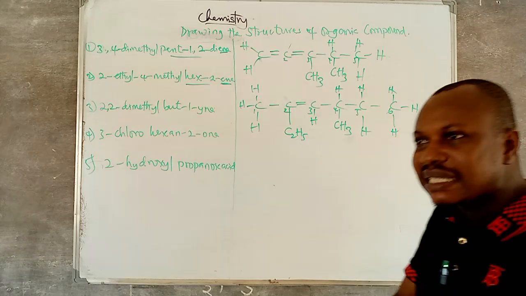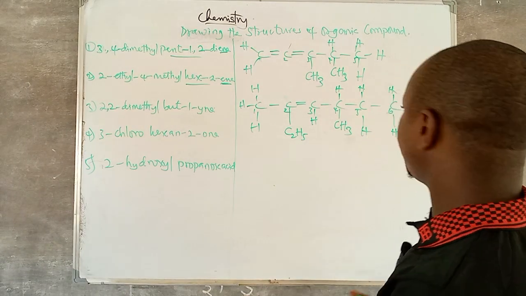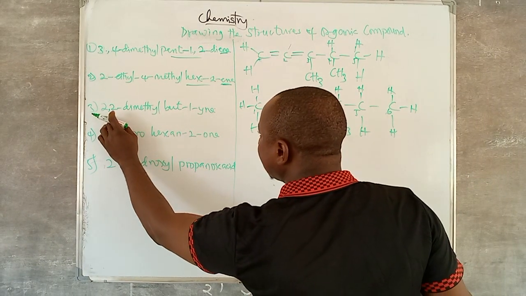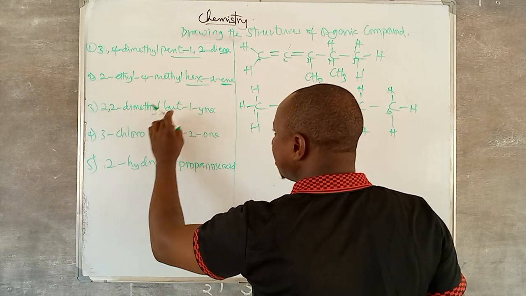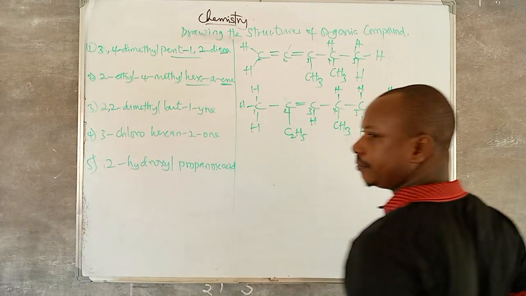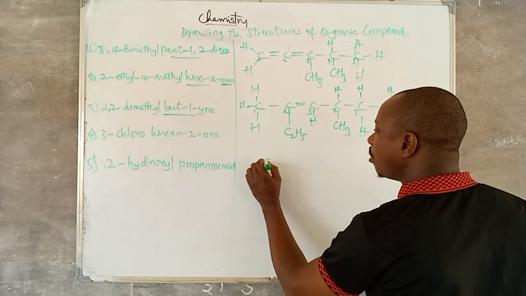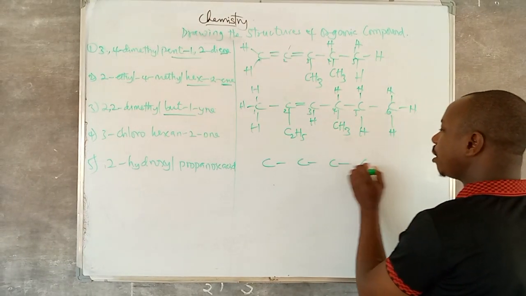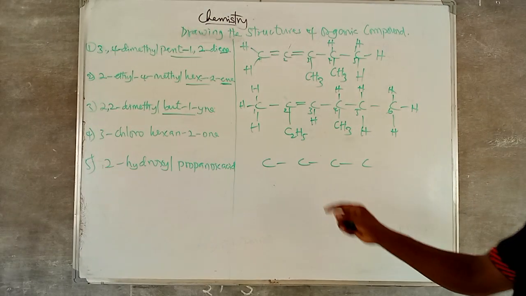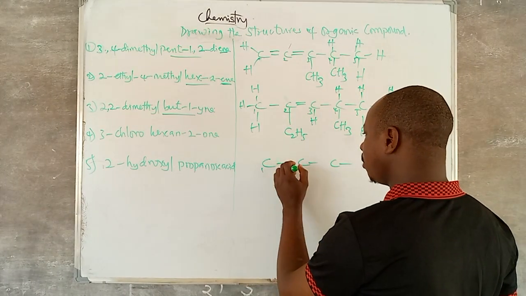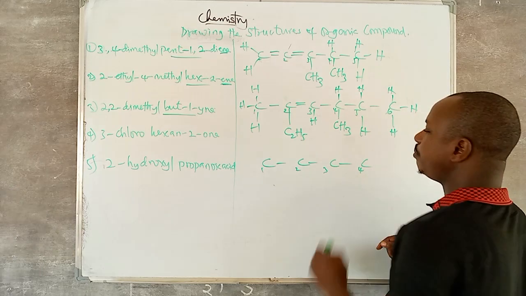If you are following me step by step, the way I'm doing it, you see that it's very simple. Let's go to example number 3: 3,3-dimethylbut-1-yne. The root of the carbon there is how many? But, which is 4 carbon atoms: 1, 2, 3, and 4. The number of carbon atoms will always help you.